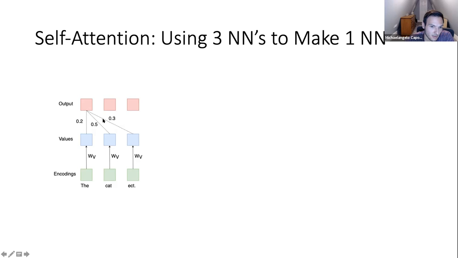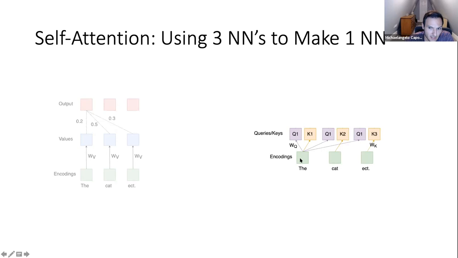So once again, you're going to work over your encodings, and you're going to pass them through two neural networks. One is going to be a query neural network, this WQ, and that's represented by the purple. Once again, it's going to be shared among all your encodings. And then your WK is your, quote unquote, keys, represented in the orange. And so you're going to use the same set of weights, WK, for "the," same set of weights for "cat," same set of weights for "et cetera." So once again, we're just working on these first three connections.